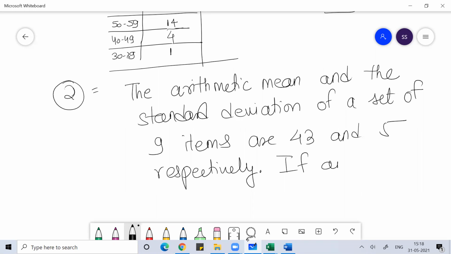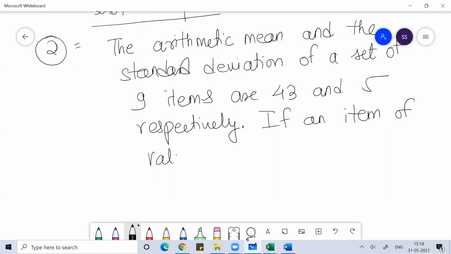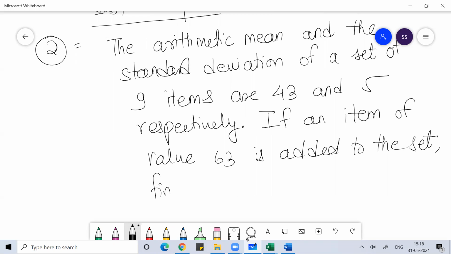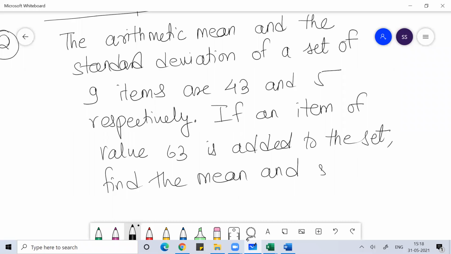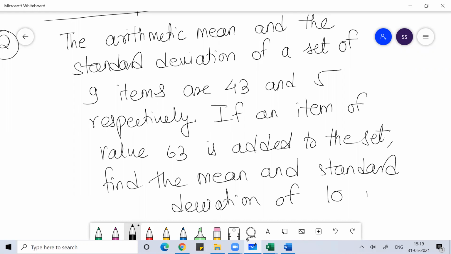If an item of value 63 is added to the set, find the mean and the standard deviation. So your answer is 45 and your standard deviation is 7.64. This is your answer. Try this question and these are the answers.